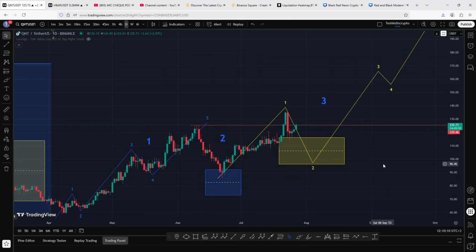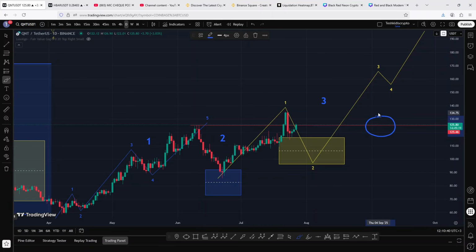QNT at the time of this recording is giving us a bit of a bounce to the upside after we continued to hold within a Fibonacci key area of support between the 116.28 and the 96.24 USDT mark. And at the time of this recording, we are now attempting a break above a horizontal line of resistance above the 125.8 USDT mark.